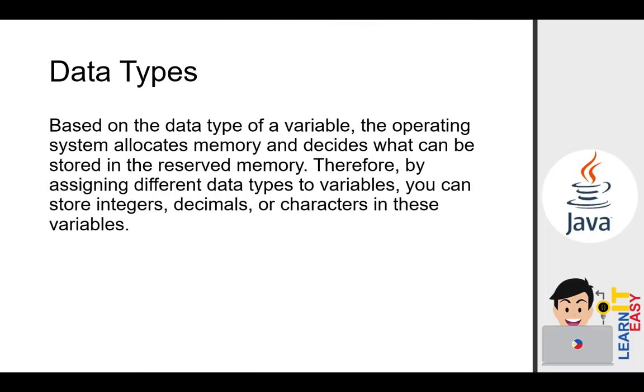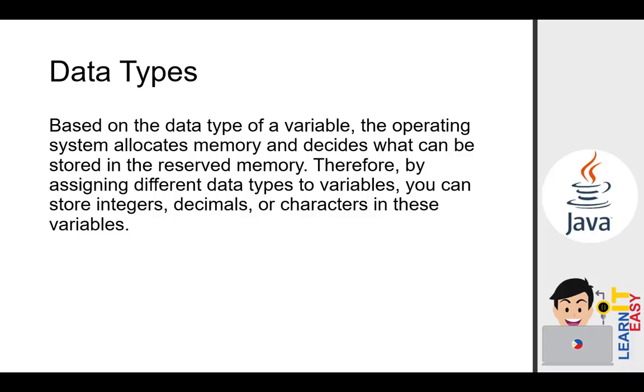Next, data types. Based on the data type of a variable, the operating system allocates memory and decides what can be stored in the reserved memory. Therefore, by assigning different data types to variables, you can store integers, decimals, or characters in these variables. As discussed a while ago, a variable is capable of holding different types of values. Dito pumapasok ang data type.